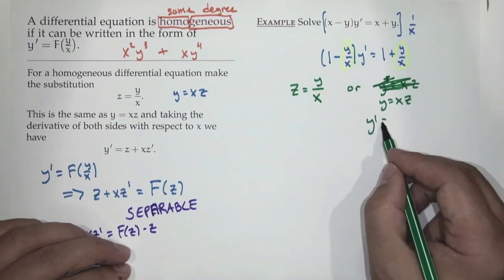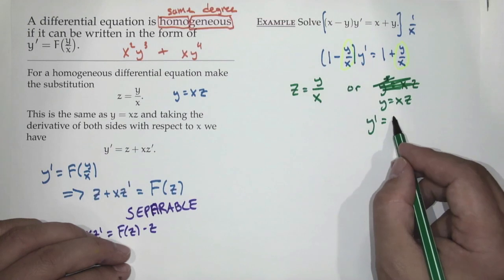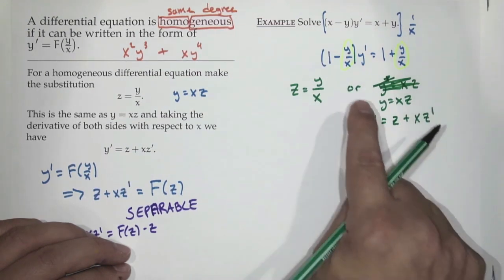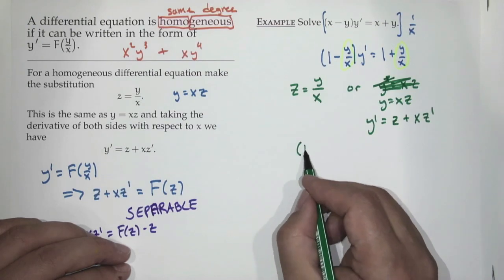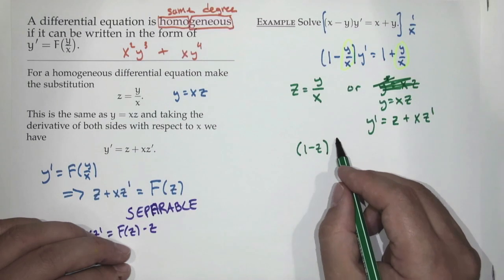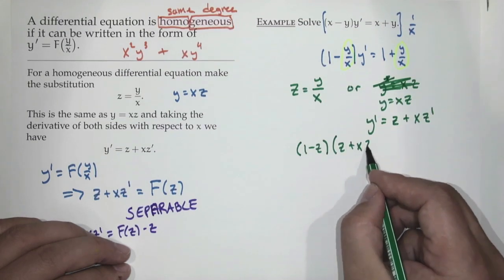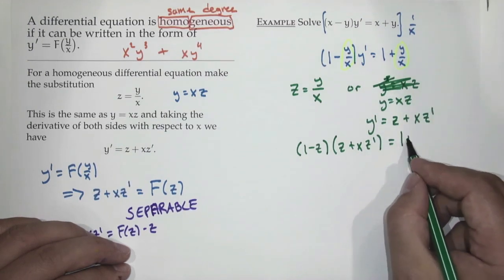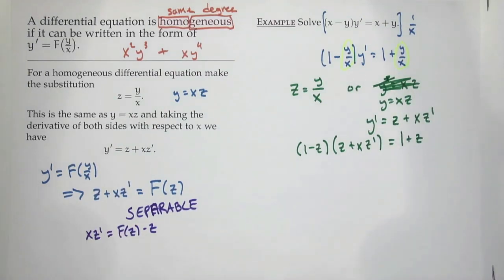So y prime, derivative of the first times the second, plus the first times the derivative of the second. So in our case, we'd end up with 1 minus z, that's 1 minus y over x, times z plus x z prime is equal to 1 plus z. And this is separable. It doesn't look like it right away, but it is separable.